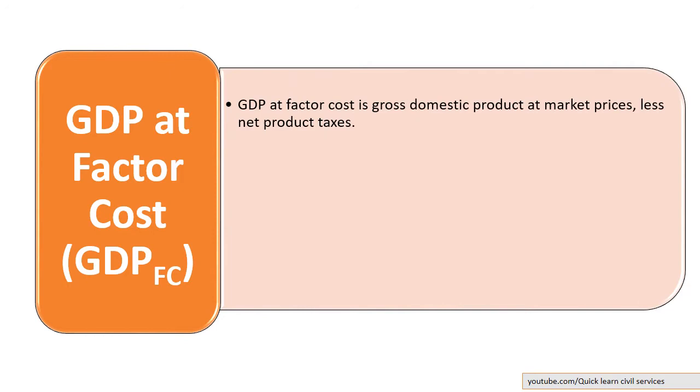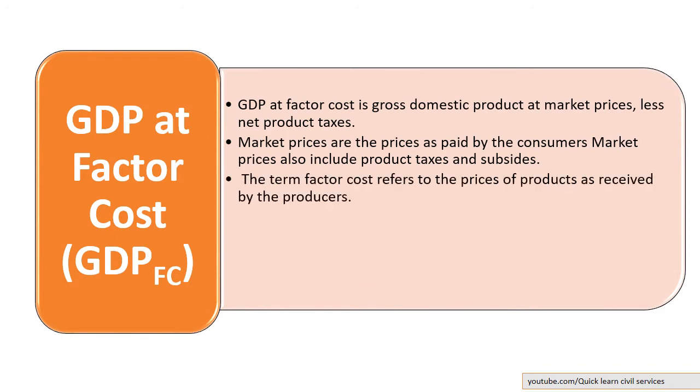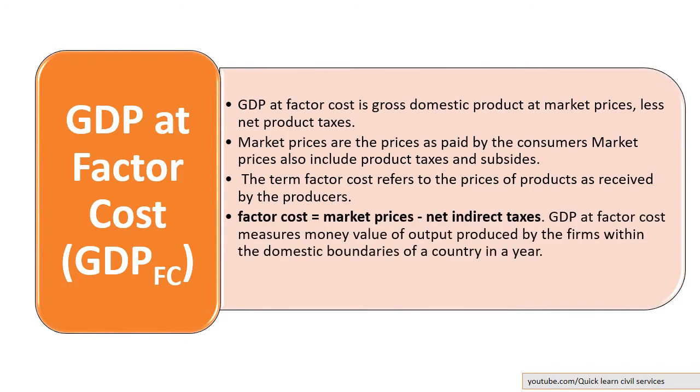GDP at factor cost. GDP at factor cost is gross domestic product at market prices, less net product taxes. Market prices are the prices as paid by the consumers. Market prices also include product taxes and subsidies. The term factor cost refers to the prices of products as received by the producers. Thus, factor cost is equal to market prices minus net indirect taxes. GDP at factor cost measures money value of output produced by the firms within the domestic boundaries of a country in a year. GDP factor cost equals GDP market price minus net indirect taxes.